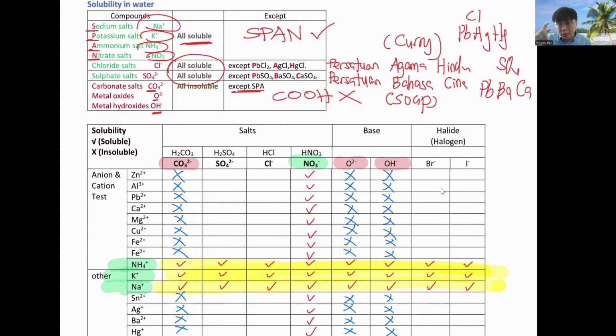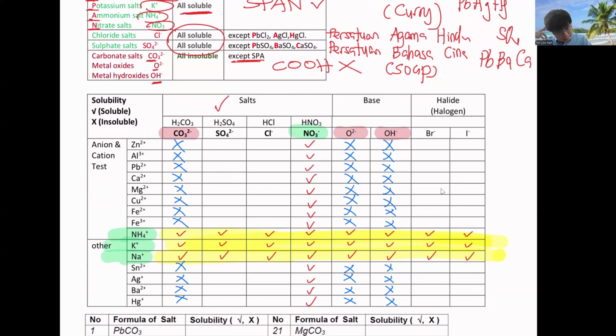So these two are the ones that always come up in the exam. So you can find the answer here. Who is not soluble for the SO4? Soup is Persatuan Bahasa Cina. Then for the Cl, curry is Persatuan Agama Hindu. Only these three are not soluble. The rest are soluble.